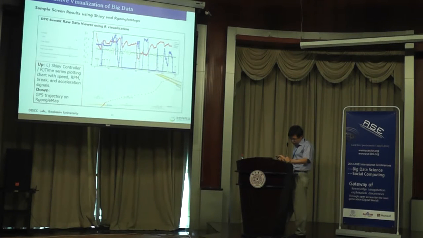This picture shows visualization of a sensor raw data viewer using Shiny and R Google Map packages. Upper left side, Shiny controller, and right side, time series plotting chart with speed, RPM, brake, and acceleration signals. Speed is the red plot, RPM is blue, acceleration is green, and brake signal is black. We can see GPS data of the car's trajectory on the Google map related to the set data.